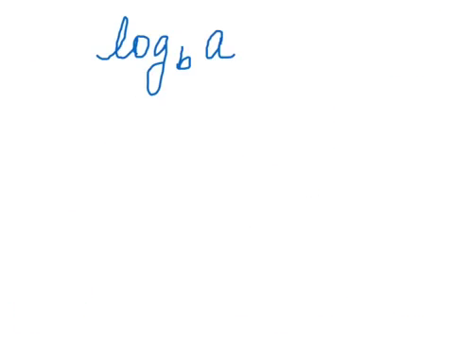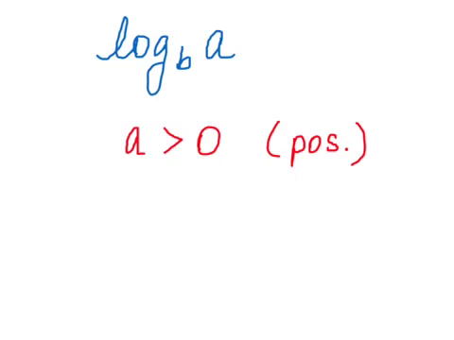There's a few rules about logs that you need to understand, and some things that have to happen for a log function to be defined, because it's not defined everywhere. Sometimes it's undefined, and so we need to state what those are. a has to be greater than 0, which means it has to be positive, and it can't be 0 or negative. And b also has to be positive.